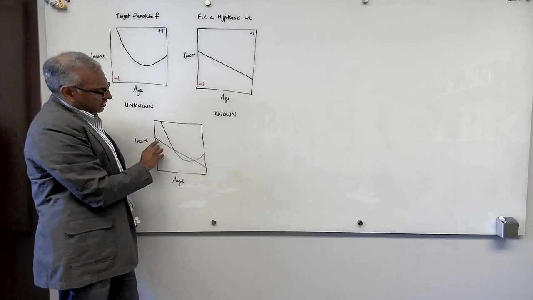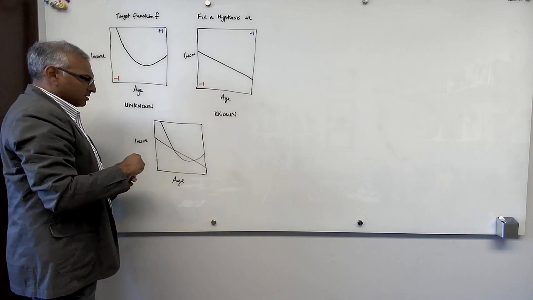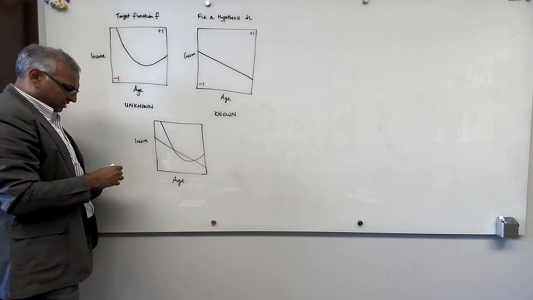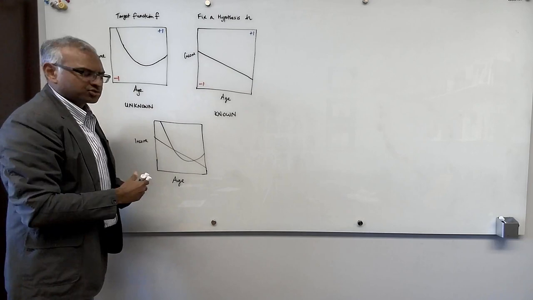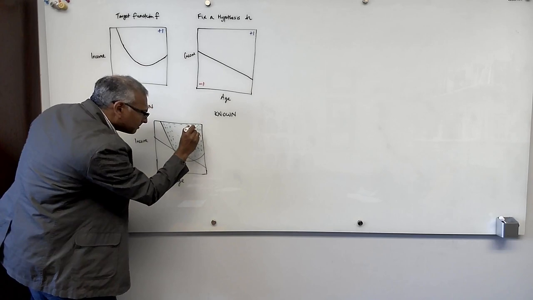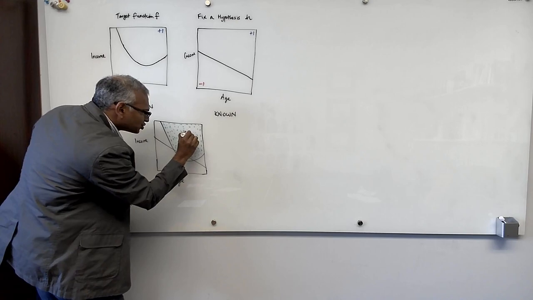In this region here, both f and h are plus one, so they agree. Remember, technically speaking, income and age form a space filled with points. And in this region, the target function and my hypothesis agree. So all the points in this space, which I'll use dots to represent, I'm going to color them green. I'm being a little meticulous about this because I want you to get a nice visual representation of what's going on. So those points are green.